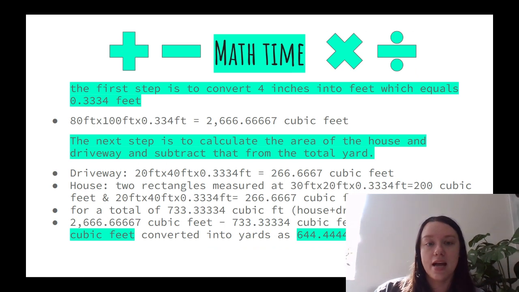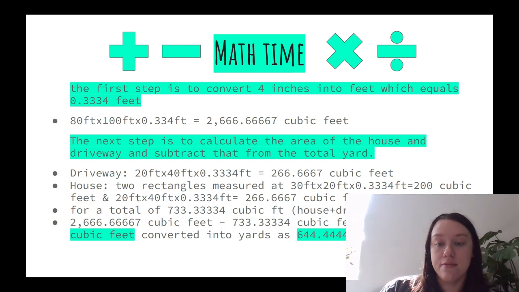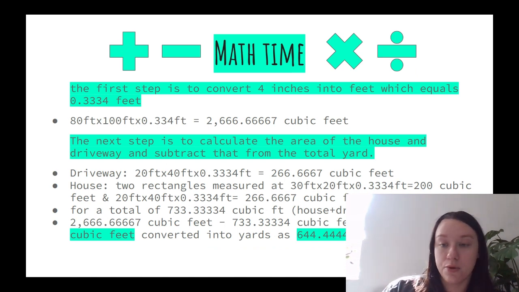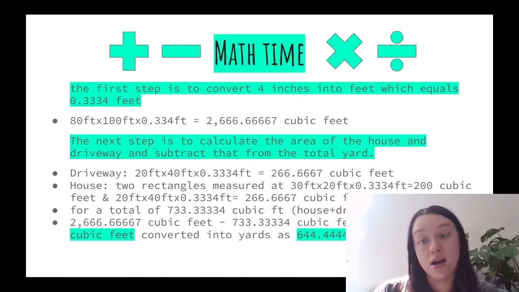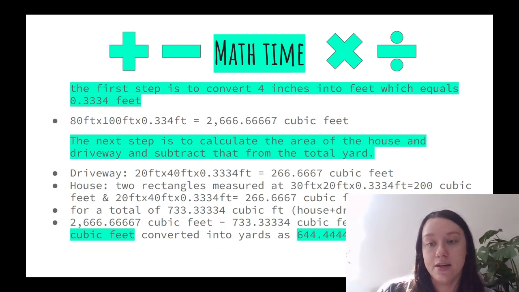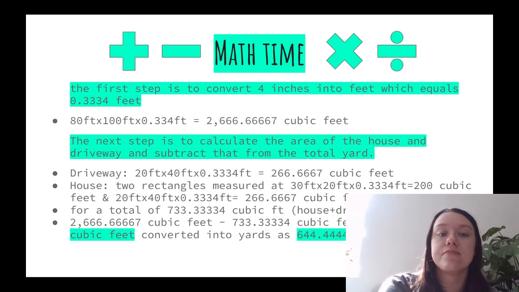The next step I then took to figure out the total cubic feet of the yard was, I decided I would calculate the area of the driveway and the area of the house and subtract that from the total cubic feet of the yard. And I decided to work in cubic feet because the topsoil itself is sold in quarter cubic yards. And cubic feet is easy to transition to cubic yards.